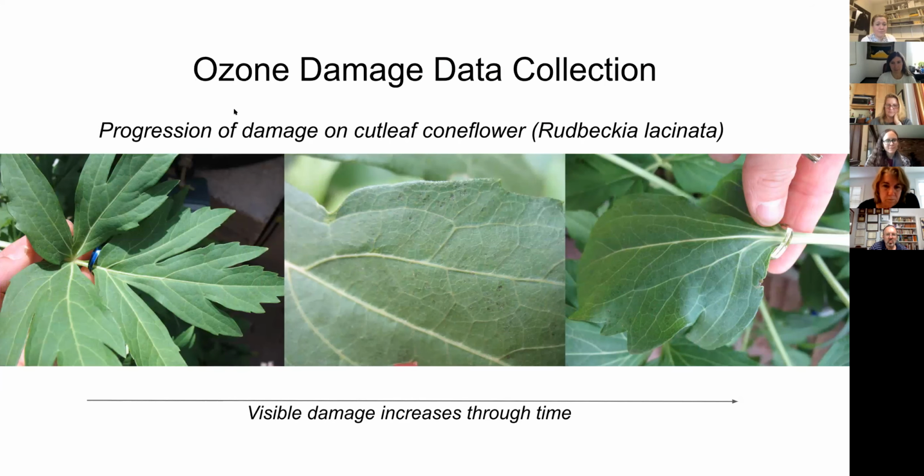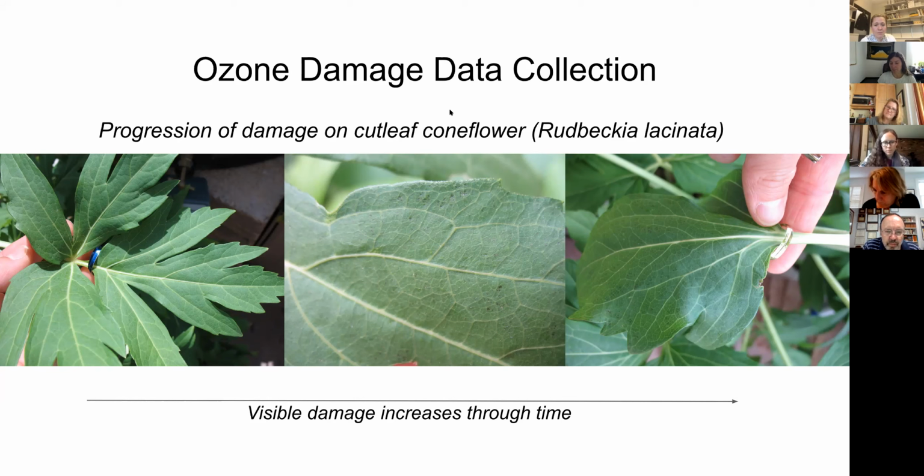Compared to that, with the cutleaf coneflower, the damage seems to be a much more linear progression, and at least at the ambient levels that we've had here in Boulder, it doesn't turn into those large necrotic or dead spots on the leaf as much, like with really large patches of dead tissue. It just continues to look like stipples throughout most of the growing season.